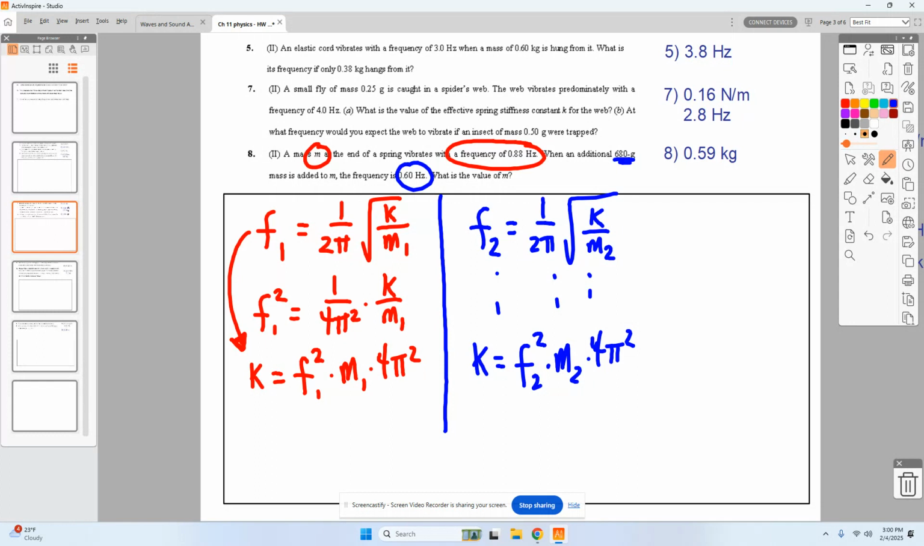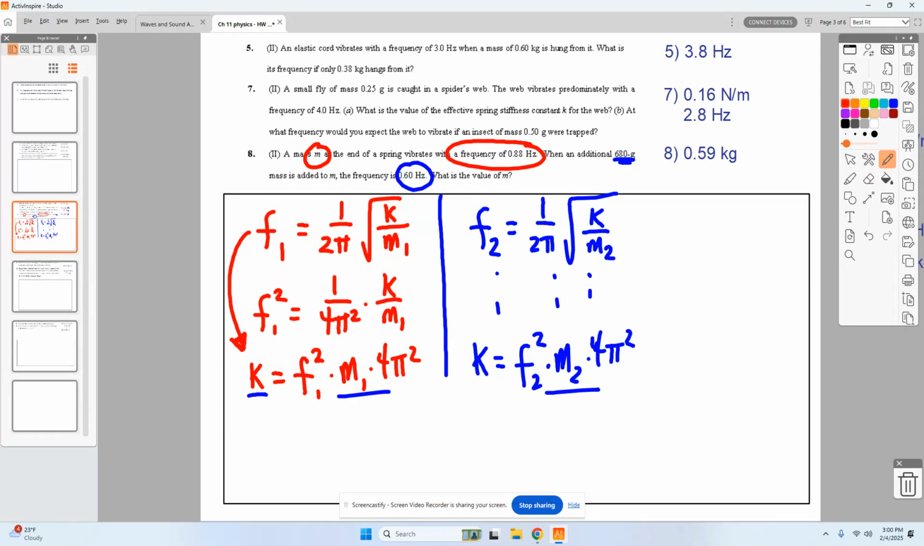Now, when you solve a system of equations with two unknowns, one way to do that is substitution. Both of these are equal to k. So if k is equal to this and k is equal to that, then these two things must be equal to each other. So let's set them equal to each other.